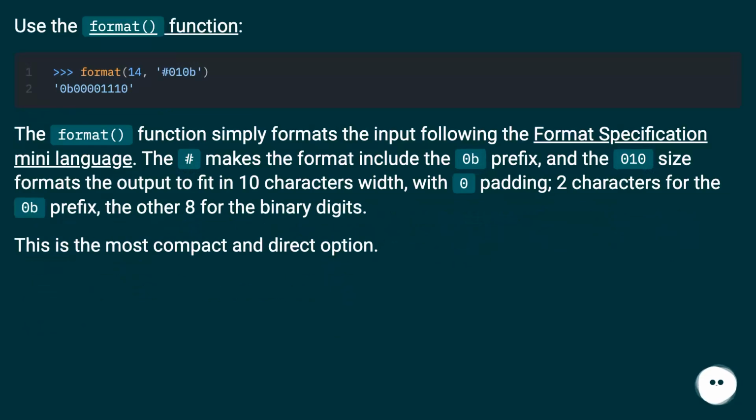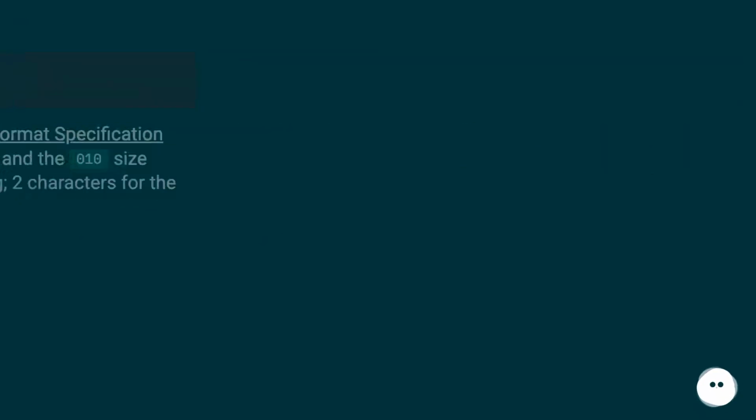Use the format function. The format function simply formats the input following the format specification mini language. The hashtag makes the format include the 0b prefix, and the 010 size formats the output to fit in 10 characters with 0 padding, 2 characters for the 0b prefix, the other 8 for the binary digits. This is the most compact and direct option.